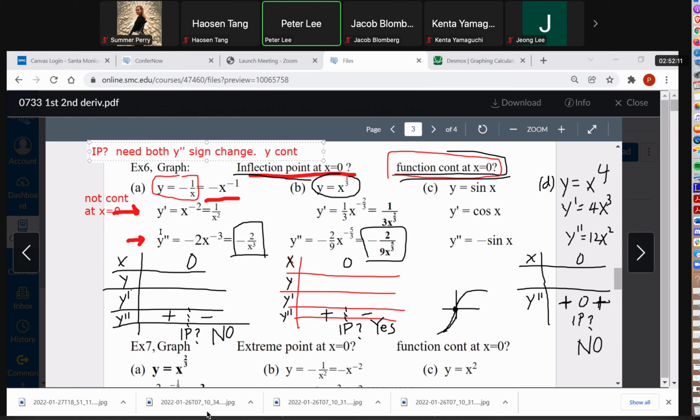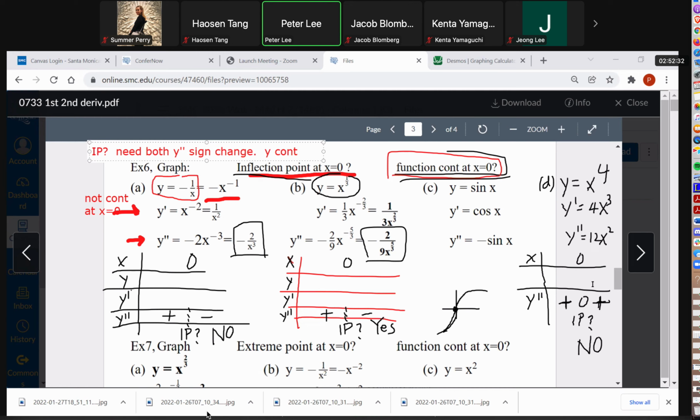So part A, no inflection point. Why? Because it's not continuous. It's undefined, not continuous. Part B, y equals x to the 1/3 power. In this case, plus minus, yeah. The first condition is met. Second condition: is y continuous? Yes, it is continuous. See, y equals x to the 1/3 power. It's a cube root, so it is continuous. So therefore, this one, yes.